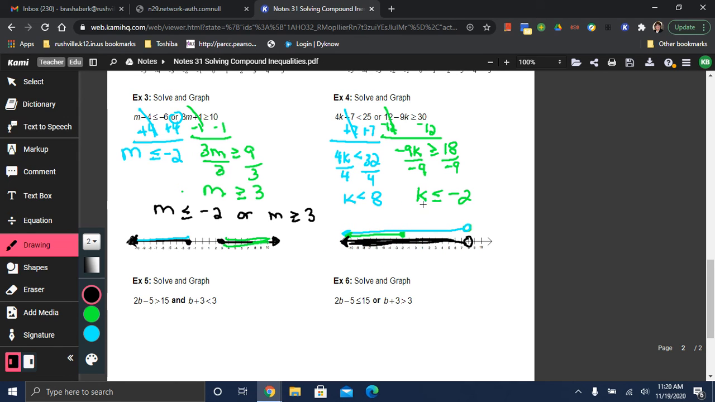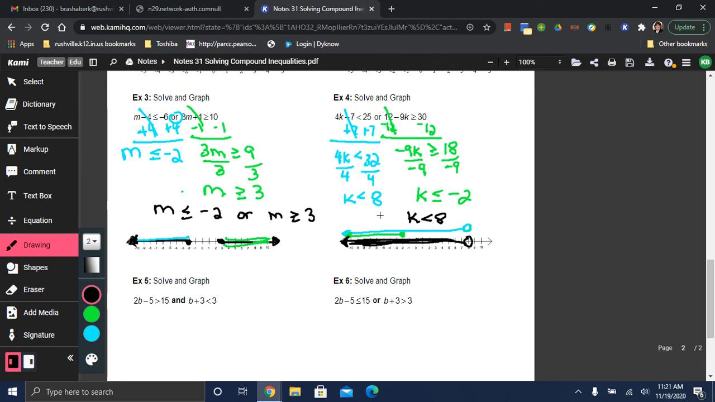and then my actual solution that I would need to write, or if you were typing this into Alex, your solution is k is less than 8, because if you have a number less than or equal to negative 2, it will automatically be less than 8. And so this is just kind of absorbed into this first condition that k is less than 8.